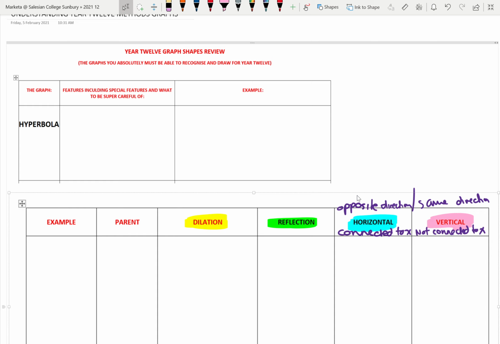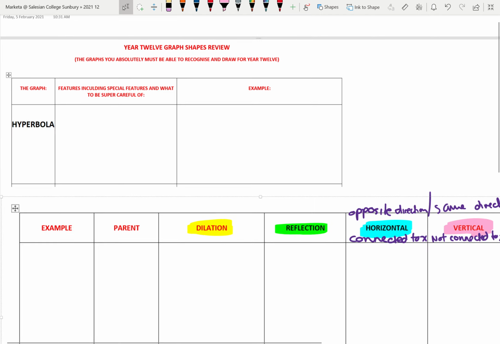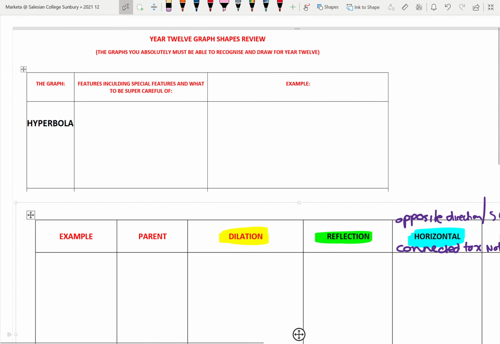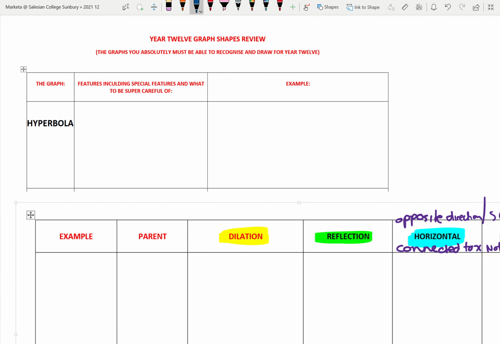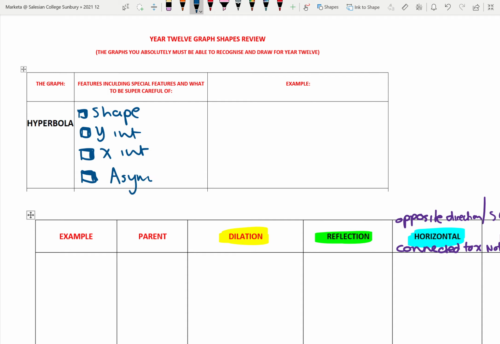So look, first let's look at the special features and what we need to be super careful of in a hyperbola. So we have, of course, the shape when we're drawing it. We have the y-intercept, we have the x-intercept, and our special feature is that we have asymptote. So in a hyperbola we're going to be dealing with asymptotes.